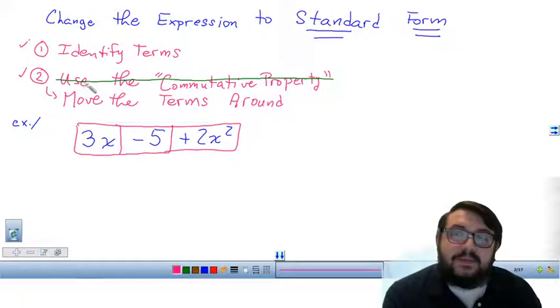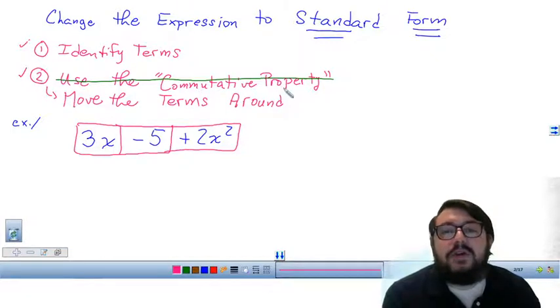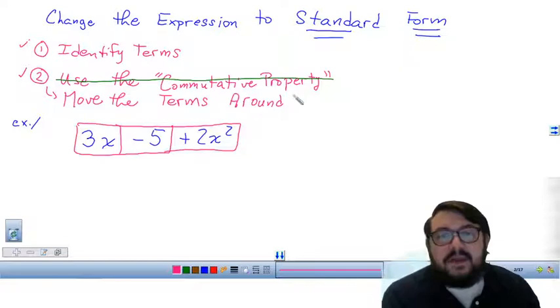I crossed out this part that says use the commutative property. Why? Because, as I always say, math is for everyone, and the words commutative property seem to get people nervous. Well, the normal meaning of commutative property is to move the terms around. If you need the vocabulary, you can go ahead and learn that, but you certainly don't need it to do algebra. And let's put this into standard form now.